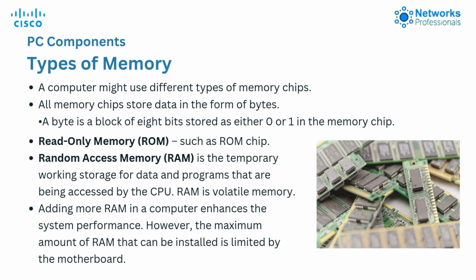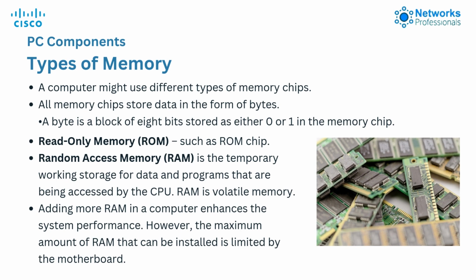Types of memory. A computer might use different types of memory chips. All memory chips store data in the form of bytes. A byte is a block of 8 bits stored as either 0 or 1 in the memory chip. Read-only memory, ROM, such as ROM chip. Random access memory, RAM, is the temporary working storage for data and programs that are being accessed by the CPU. RAM is volatile memory. Adding more RAM in a computer enhances the system performance. However, the maximum amount of RAM that can be installed is limited by the motherboard.